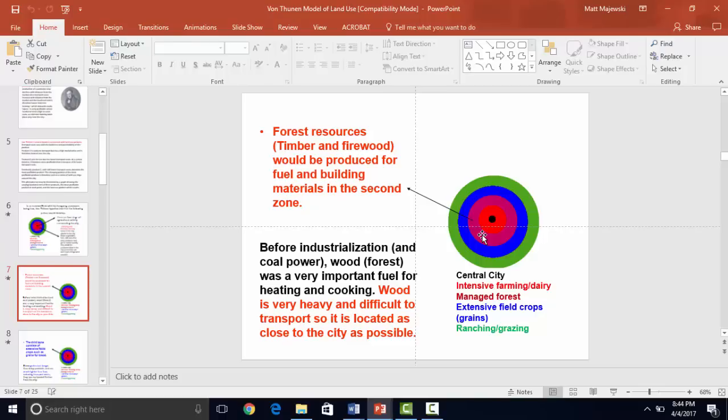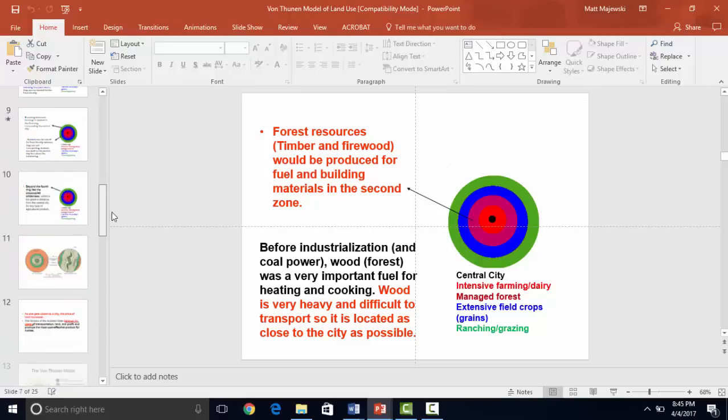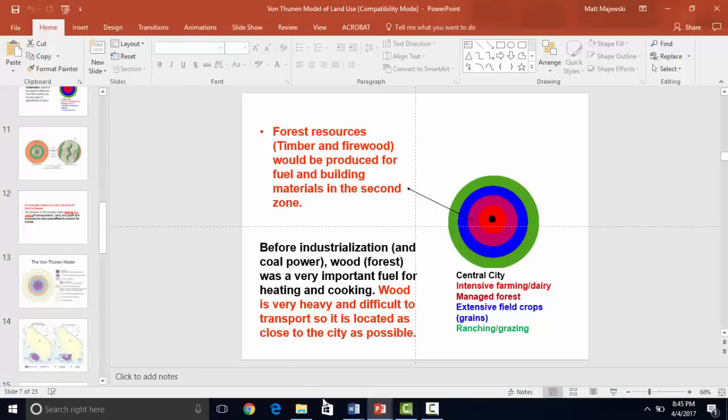He didn't take into account things like refrigeration, better transportation and distribution, the development of roads and railroads, new methods of transportation, all of which would cause some of his ideas to become less valid than they had been before. All right. It doesn't take into account modern inventions and innovations like refrigeration and transportation. Ultimately, yeah, it is accurate to a point, but it's not completely accurate, and it doesn't tell the whole story about agriculture in modern times.